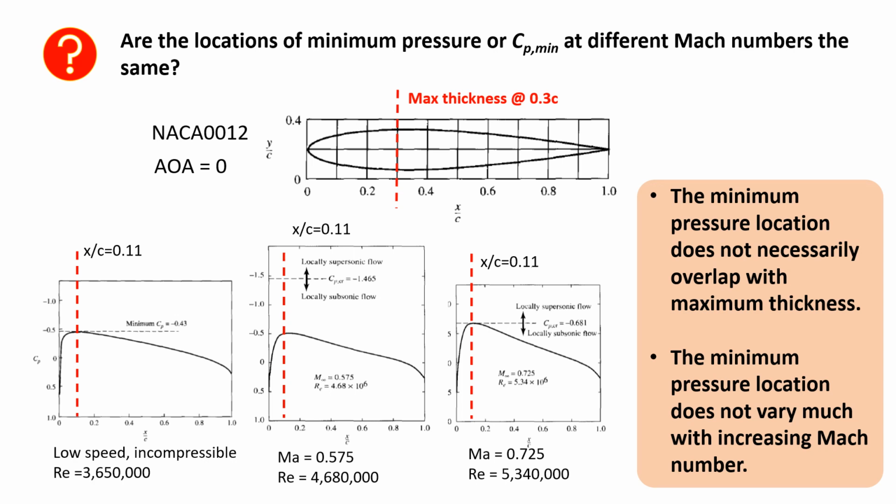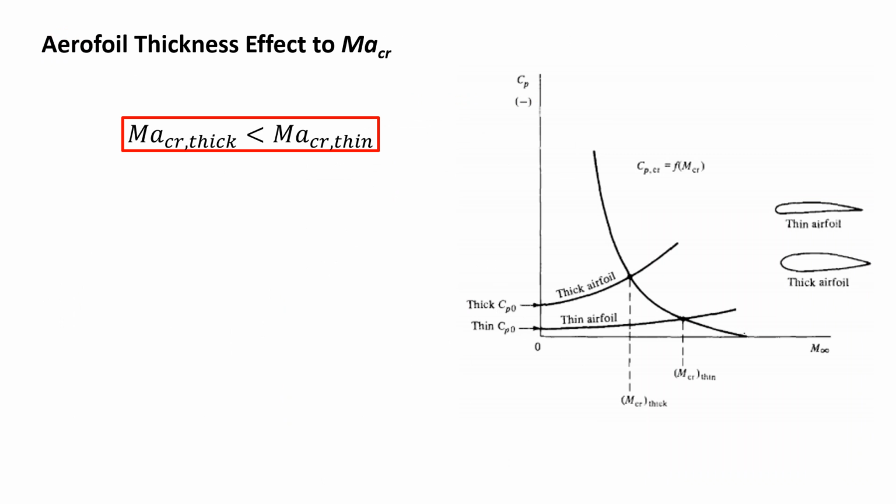Okay, so now we get two conclusions. One is that the minimum pressure location does not necessarily overlap with the maximum thickness. Second is that the minimum pressure location does not vary much with increasing Mach number. So these two conclusions allow us to apply the graphical method using the compressibility corrections confidently. And the final thing we need to address is the airfoil thickness effect on the critical Mach number.